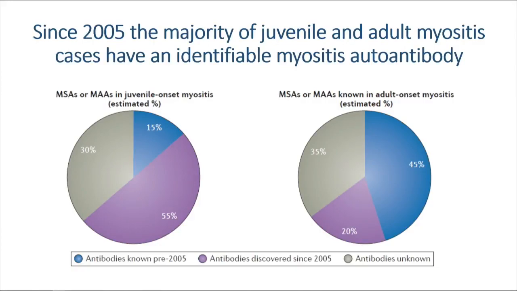Similarly, an adult on the right there, not quite such an increment, but nonetheless, now only 35%, and I'm talking about PM/DM here. These figures are taken from a large European cohort that we've studied. Only about a third of patients don't have a recognizable autoantibody. They may have an autoantibody, but we just haven't really discovered it yet.